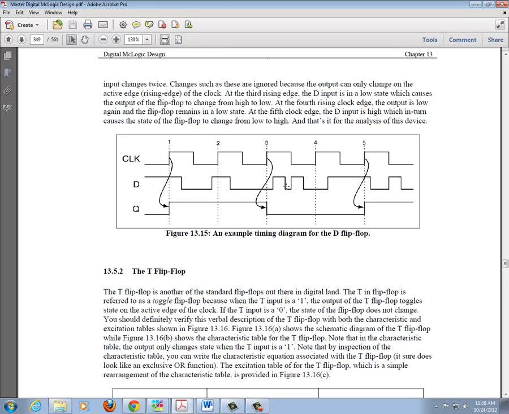So D flip-flops are probably the most used type of flip-flop in digital design. Let's look at how we're going to model a D flip-flop in VHDL next.